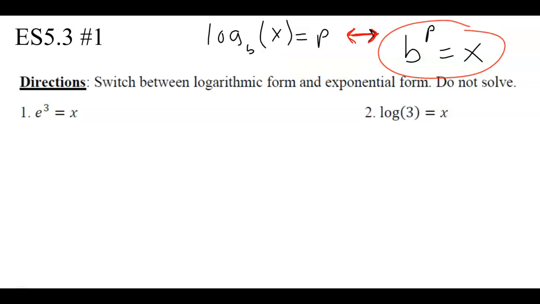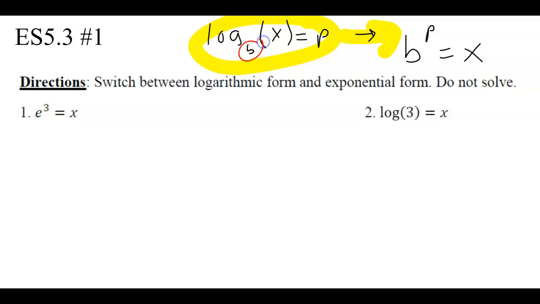On number 2, because it's very similar, it's just the other way. You're going from a log to an exponential. Okay, so you take the base of the log. In this case, the base is 10. If it's not shown, it's a 10. You raise it to the power of the right side, which in this case is X, and that equals 3 in the middle. So 10 to the X equals 3 is the exponential form of that log.